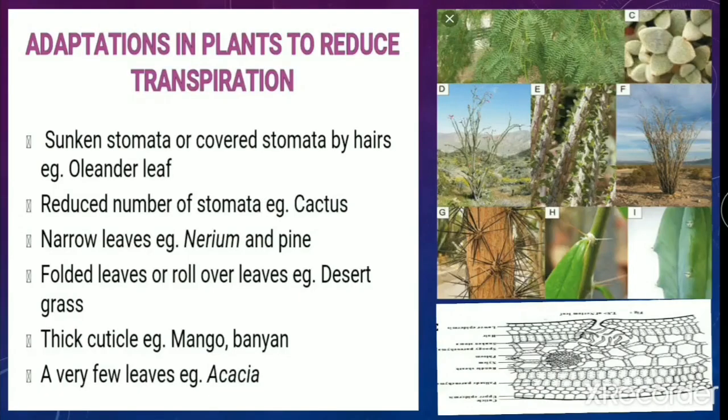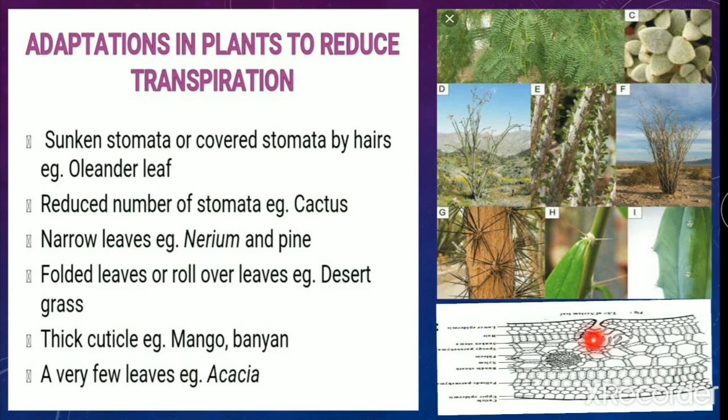Now come to the next topic, that is adaptation in plants to reduce transpiration. Plants need to control their rate of transpiration because excessive transpiration will lead to scarcity of water in their body. So generally the plants which are growing in xerophytic conditions or in desert areas have some adaptation to control their rate of transpiration so that they can easily survive in scarcity of water also. And for this they have some adaptation in their body.